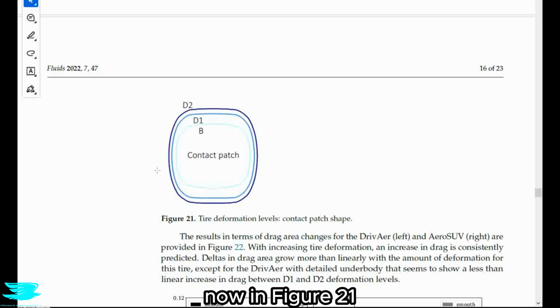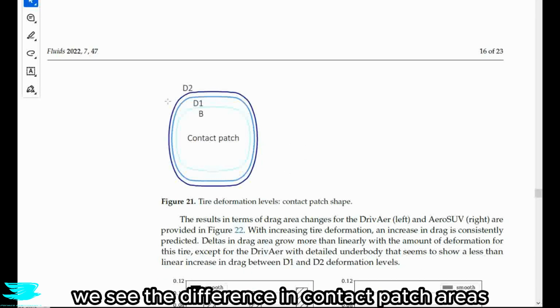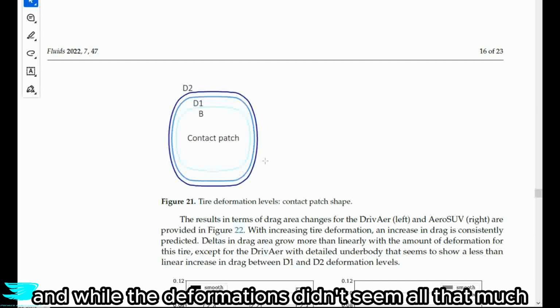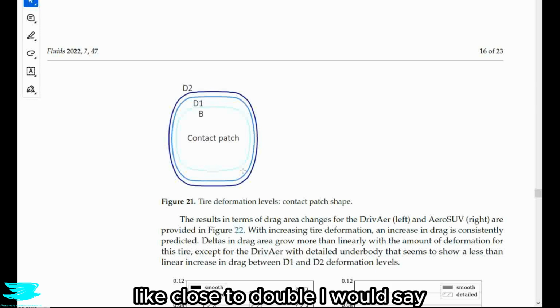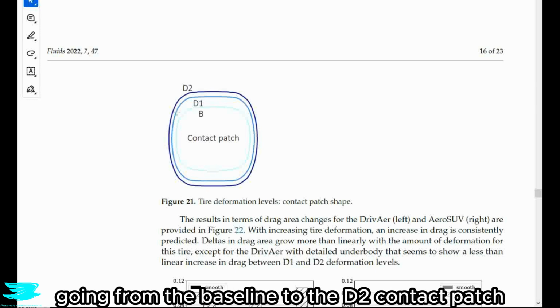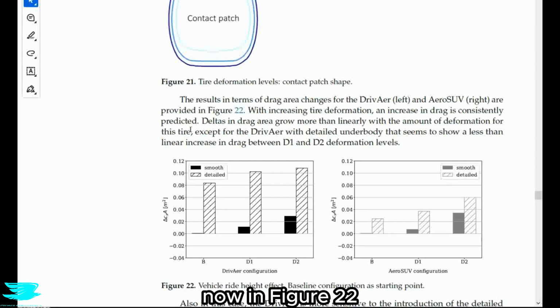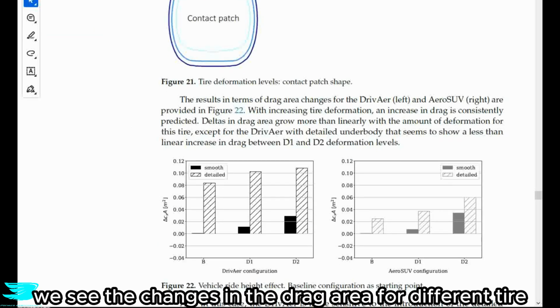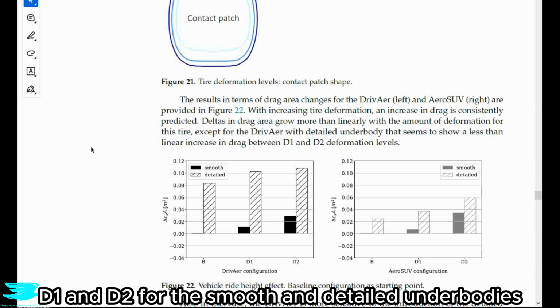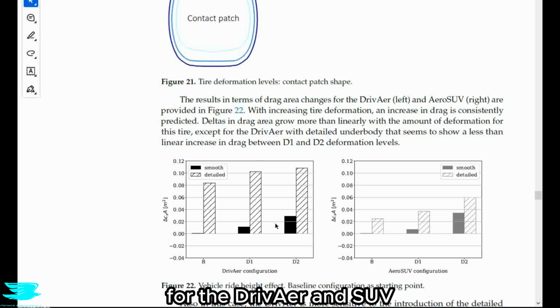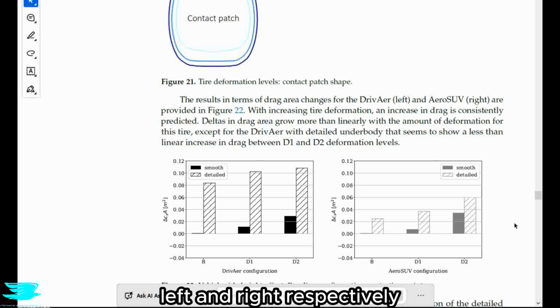Now in figure 21, we see the difference in contact patch areas for these different deformations, and while the deformation didn't seem all that much, the contact patch areas changed quite a lot, like close to double, I would say, going from the baseline to the D2 contact patch. Now in figure 22, we see the changes in the drag area for the different tire deformations, B, D1, and D2, for the smooth and detailed underbodies, for the Drive Air and SUV left and right, respectively.